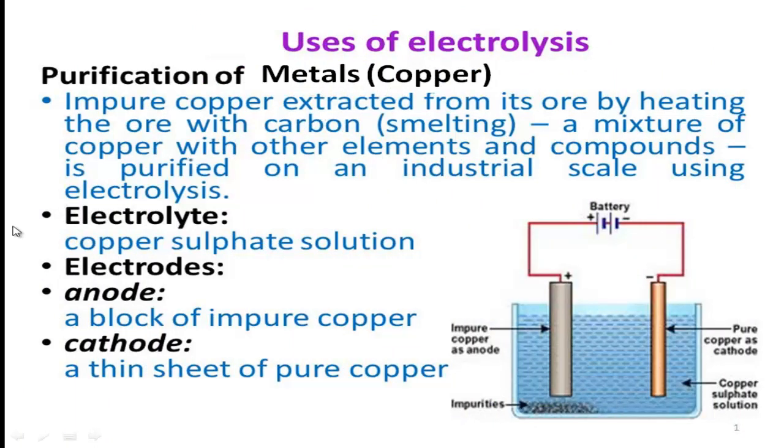Now follow the another use, that is purification of metals. Sometimes some less reactive metals, for example copper, silver, these metals are extracted in impure condition. So from impure metals, pure metal we can extract by using the electrolysis process.